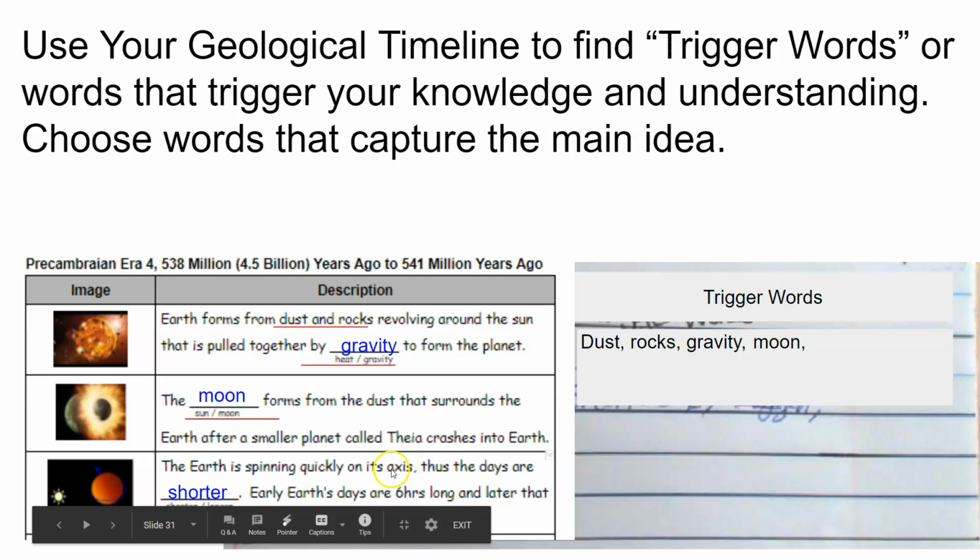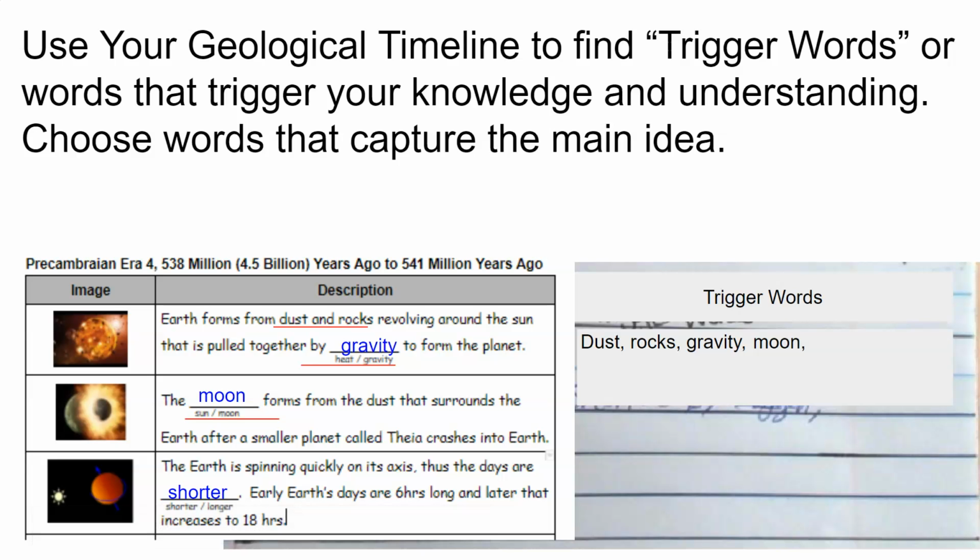The Earth is spinning quickly on its axis, thus the days are shorter. Earth's early days are 6 hours long, and later that increases to 18 hours. So it seems like the key word is that the days are short. So that's the key idea: shorter days, or the days are short. Someone in a previous block said "faster," so they thought of the days as being faster.